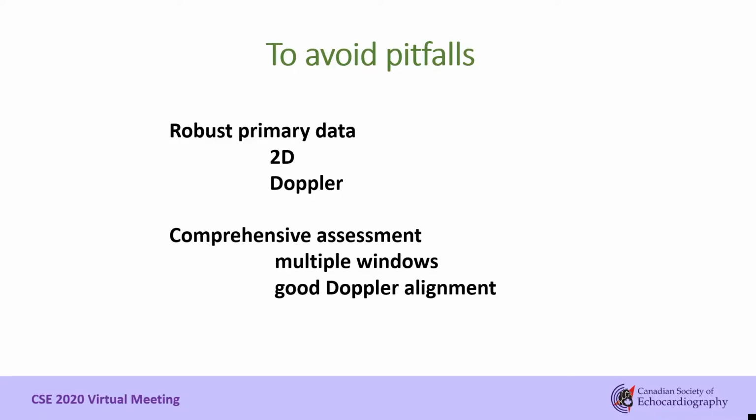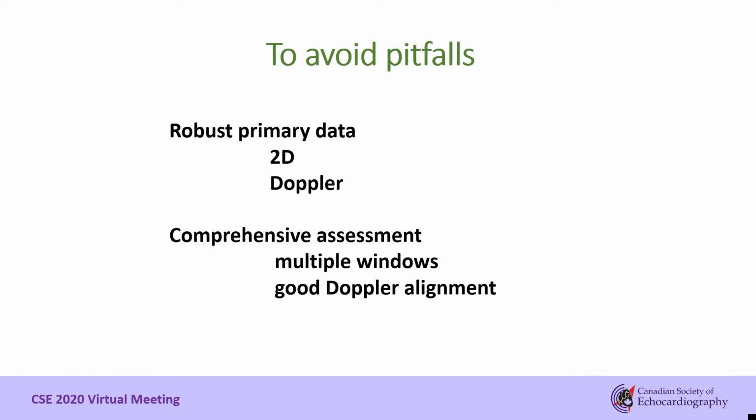Our case shows the importance of getting robust primary data from 2D and Doppler. The primary data are the basic measurements that are then used to calculate other indices. For 2D, we are talking about LV dimensions and wall thicknesses, from which we can derive LV volume, LV mass, and ejection fraction. For Doppler, we are talking about the peak velocity and the duration of the velocity signal.